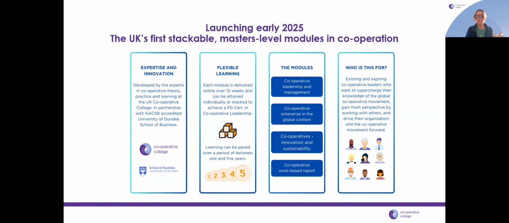So we are working together at the college, but with a range of different experts as well. And we're also working in partnership with the University of Dundee School of Business. It's a very flexible approach. So each module is over 10 weeks, but they can be done in succession, or they can be stacked up together, and you can start one, and then you have a number of years in which to complete the other modules. And if they're stacked, you can then have a PG cert in cooperative leadership.